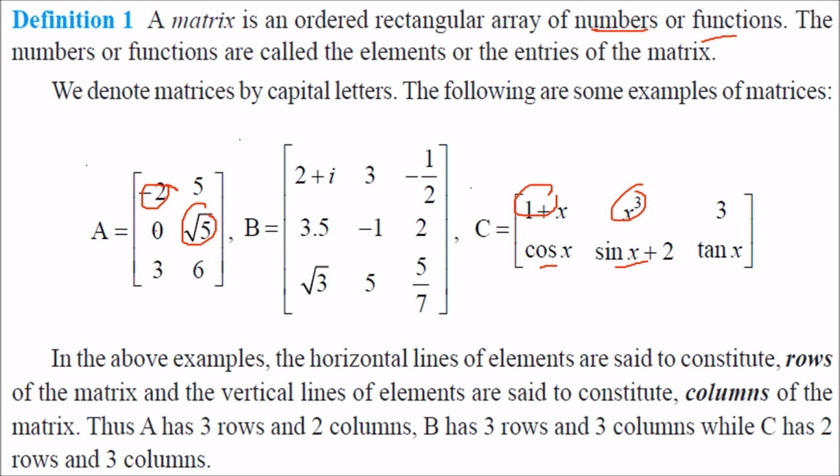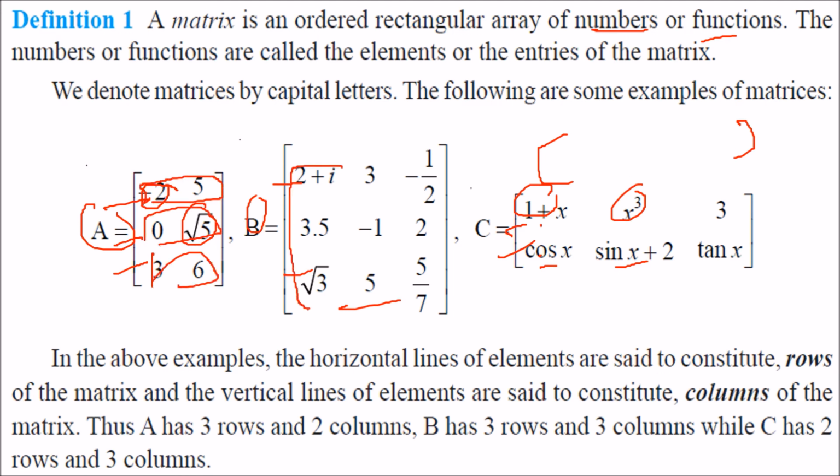We tend to denote the matrices by capital letters. These are all matrices. This is a 3 by 2 matrix, 3 by 3 matrix. This is a 3 by 3 matrix. This is a 2 by 3 matrix. And all these are the elements or the content we have just written in the square brackets. Okay. So these are the rows and these are the columns. These are the columns, rows and columns.